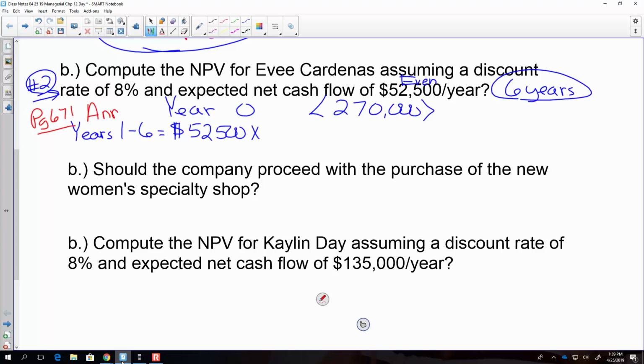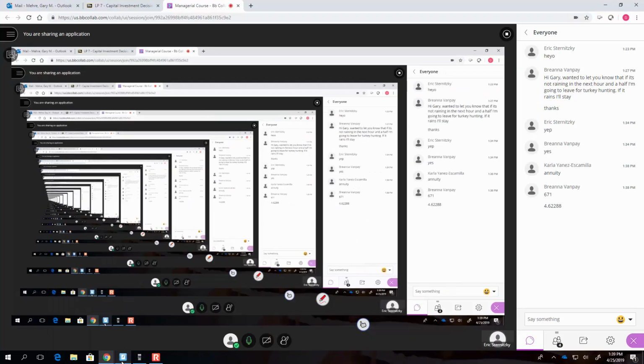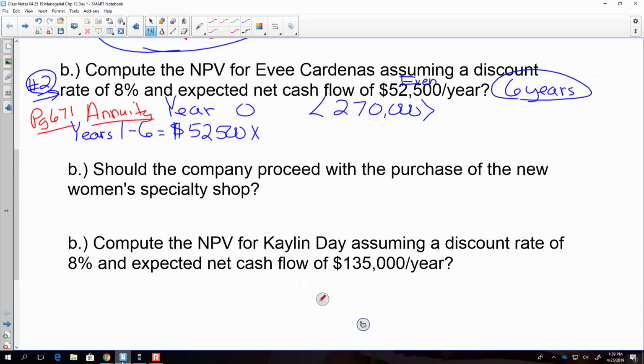Because it is an annuity that we receive the same amount multiple years, we should go to the 8% column, row 6. So what discount factor am I going to multiply by? 4.6288. That's perfect. And that equals how much money? Oh, I don't have my calculator. 242,701. I'll just go with the whole dollar amount.